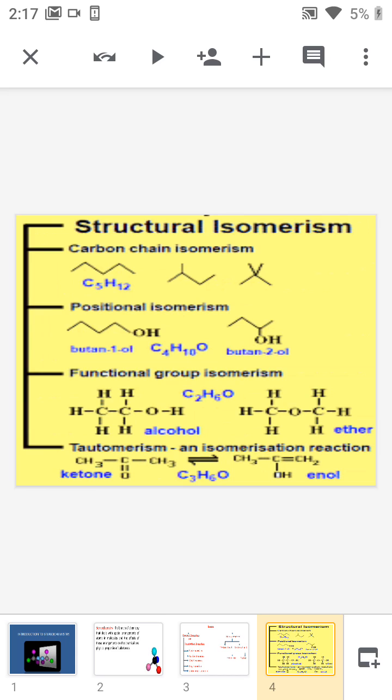See here the example is given. The example is C5H12. If you arrange it linearly, the first one is the linear arrangement of the molecule. The second one is the branched structure of the same molecule.